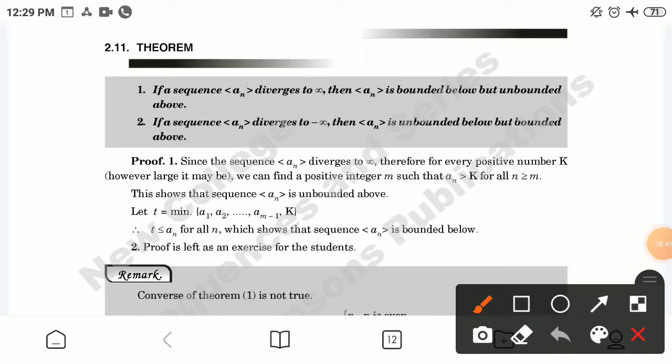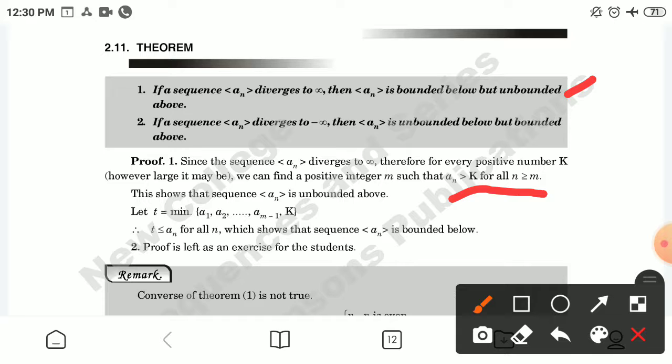Now, next theorem: if a sequence an diverges to infinity, then an is bounded below but unbounded above. If a sequence an diverges to minus infinity, then an is unbounded below but bounded above. For the proof, first, since the sequence an diverges to infinity, therefore for every positive number k, however large it may be, we can find a positive integer m such that an is greater than k for all n greater than or equal to m. This shows that sequence an is unbounded above.